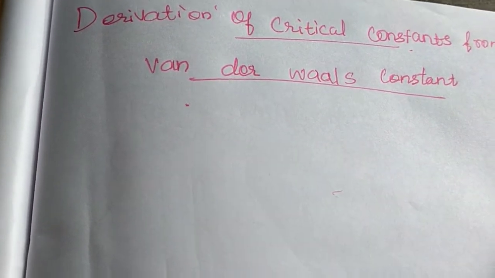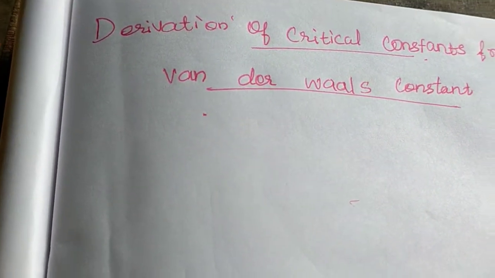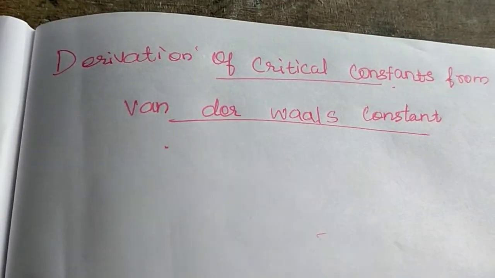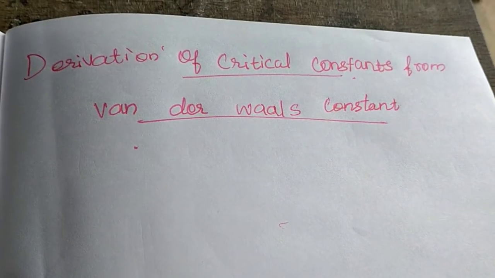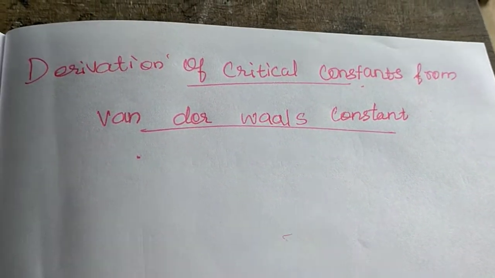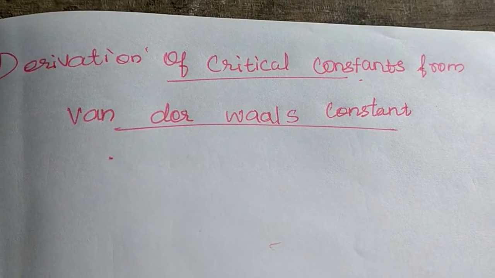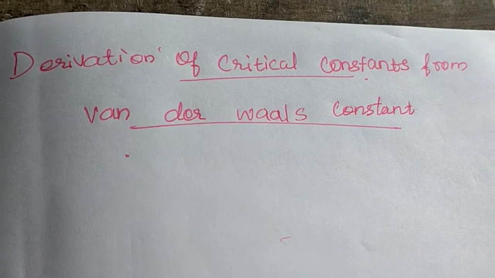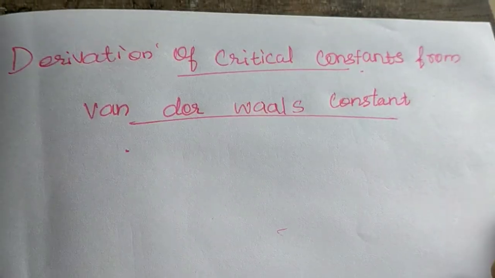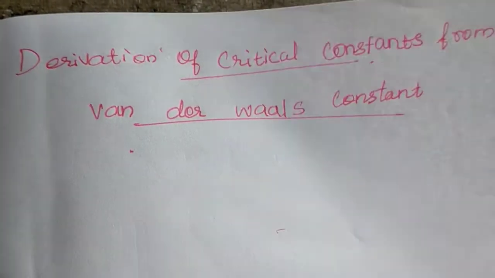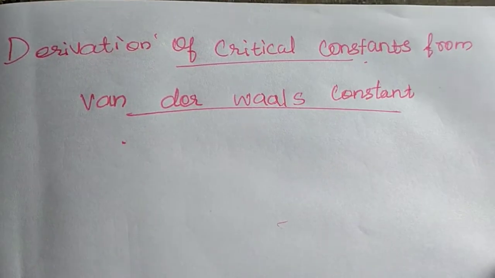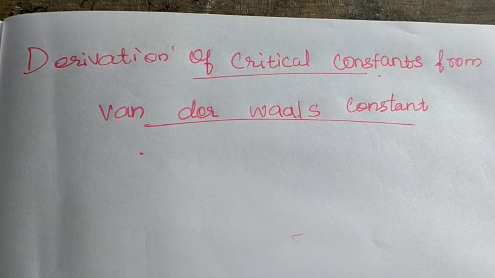Good afternoon, dear students. In this class, we will discuss the derivation of critical constants from van der Waals constants. You should be clear about what critical constants are and what the van der Waals constants are. We use two van der Waals constants, A and B, in the pressure correction and in the volume correction.